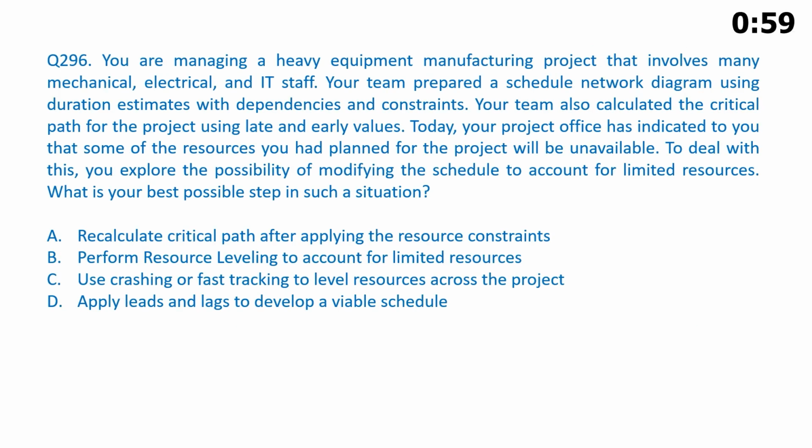You are managing a heavy equipment manufacturing project that involves many mechanical, electrical, and IT staff. Your team prepared a schedule network diagram using duration estimates with dependencies and constraints. Your team also calculated the critical path for the project using late and early values. Today, your project office has indicated to you that some of the resources you had planned for the project will be unavailable. To deal with this, you explore the possibility of modifying the schedule to account for limited resources. What is your best possible step in such a situation?